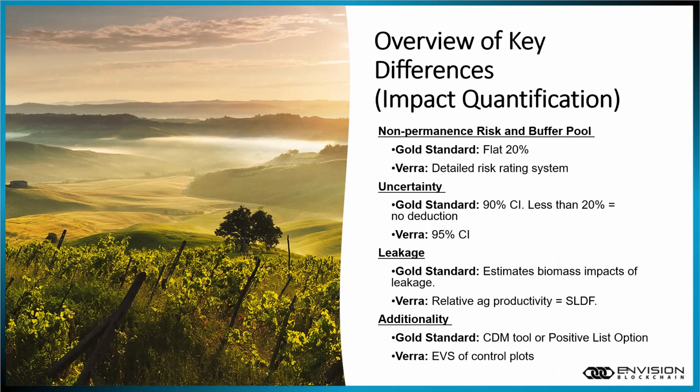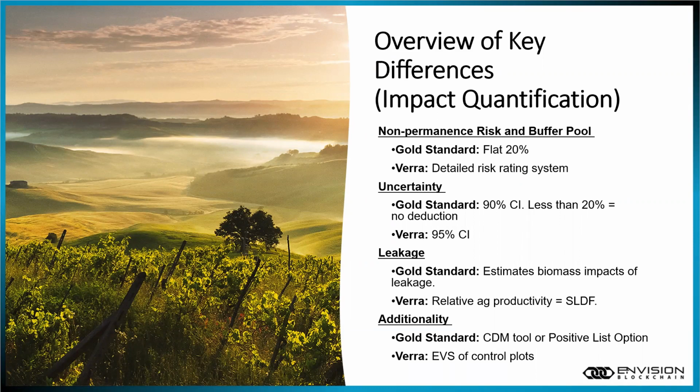Some key differences when it comes to impact quantification for non-permanent risk and buffer pool. Gold Standard applies a flat 20% deduction for non-permanent risk, where Verra has a very detailed risk rating system, which is used to calculate the percentage to be removed for non-permanent risk and added to the buffer pool. Under uncertainty, Gold Standard uses a 90% confidence interval, while Verra uses a 95% confidence interval, and for Gold Standard, anything less than 20%, there's no deduction for uncertainty, where Verra always calculates an uncertainty deduction.